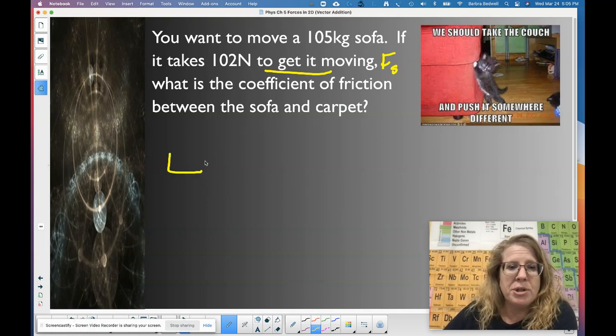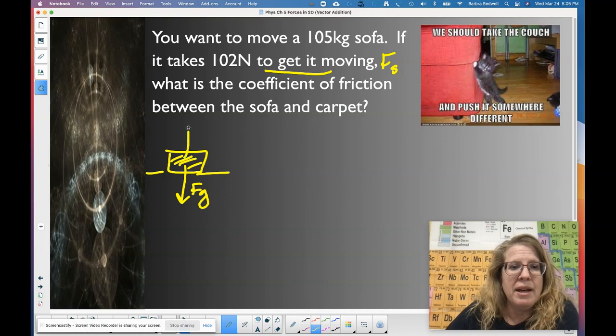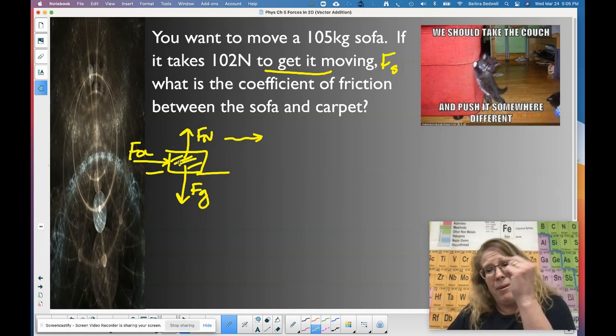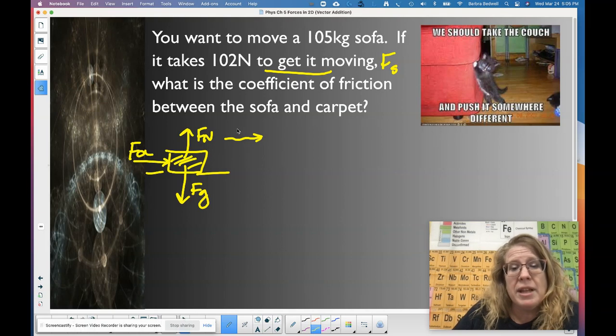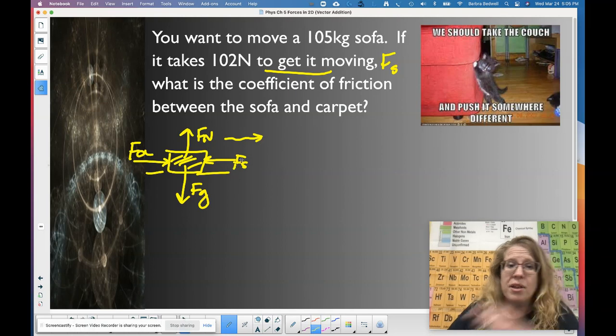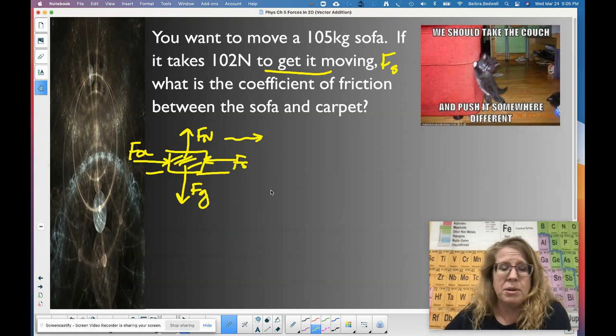So draw a picture, right? Always draw a picture. There's my couch. It's lovely, isn't it? We know some things about this. We know, first of all, Fg is this way, and Fn is this way. If we're going to move it this direction, we would have to have some sort of an applied force. So our applied force would be this way if we're pushing it. But that means if we're moving this way, our friction force is actually the opposite direction, right? Those two are almost always going to be opposite to one another.